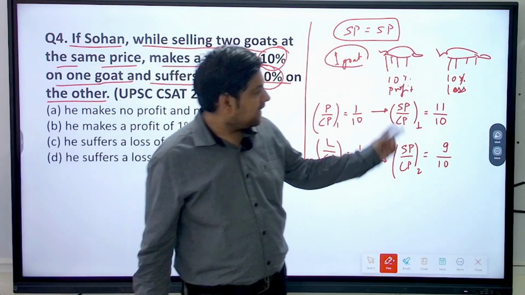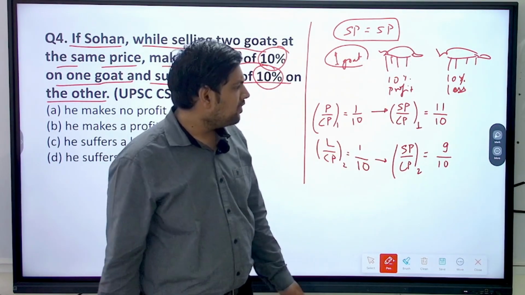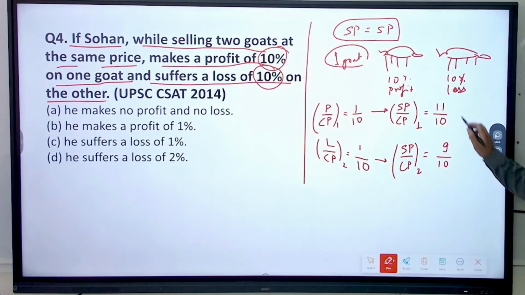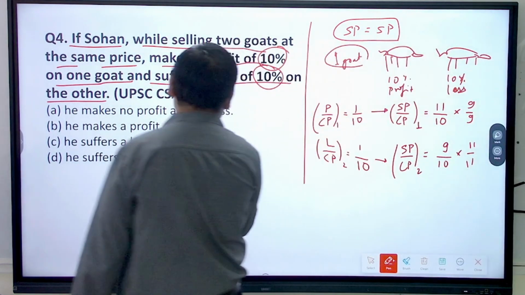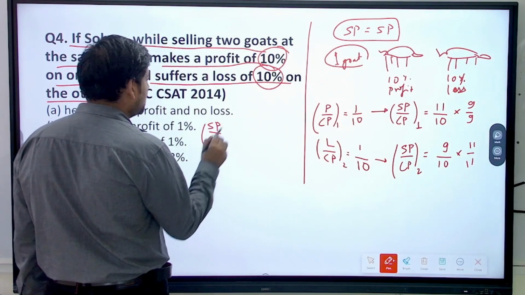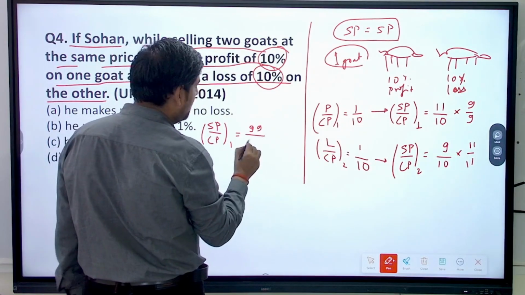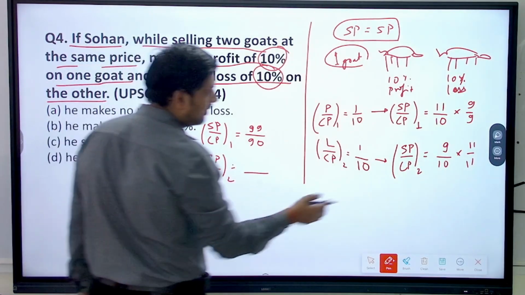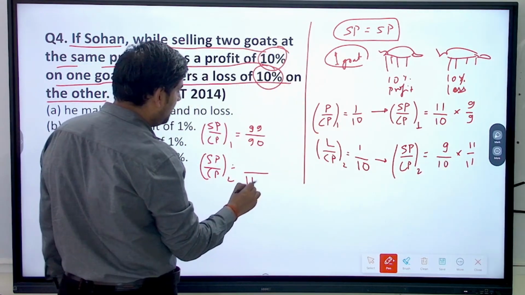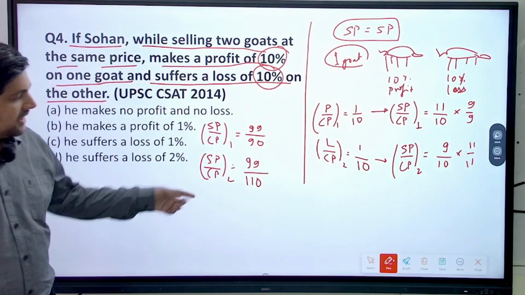Now once you get to this 9 by 10, you need to make the selling prices equal. How do you make selling prices equal? Simply multiply this with 9 by 9 and multiply this with 11 by 11. So you will get SP by CP1 is equal to 99 by 90, and SP by CP2 becomes 10 into 11 is 110, and 9 into 11 is 99. So SP by CP2 becomes this.